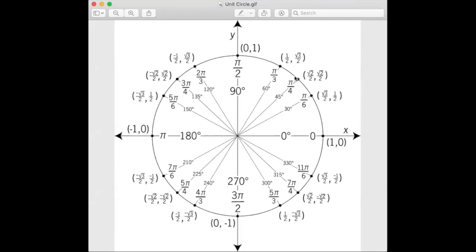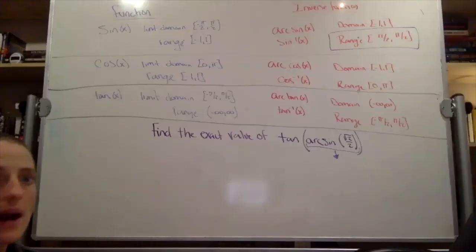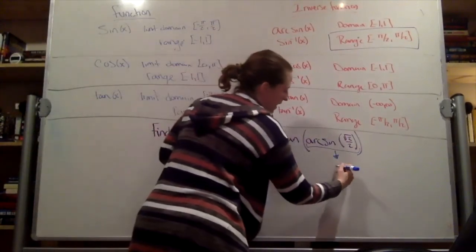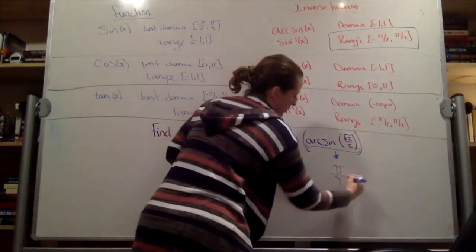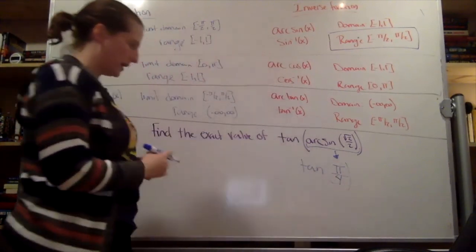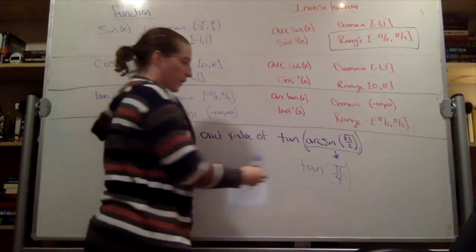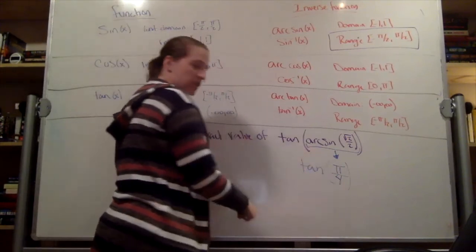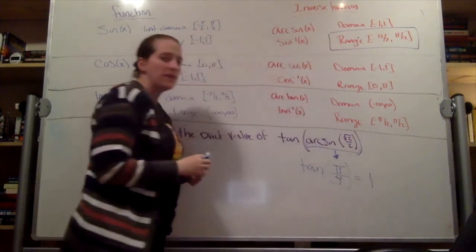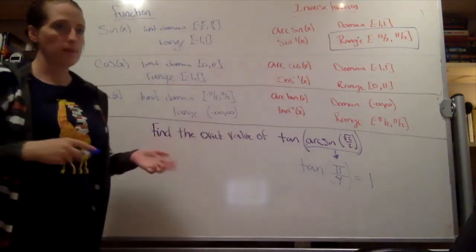So we're only going to deal with the square root of 2 over 2 that's over here, in other words, pi over 4. So arcsine of square root of 2 over 2 is pi over 4. That leaves us asking, tangent of pi over 4 is what? Notice that this does not have anything to do with inverse tangent, it's just tangent. Tangent of pi over 4 is 1, so our final answer is 1.